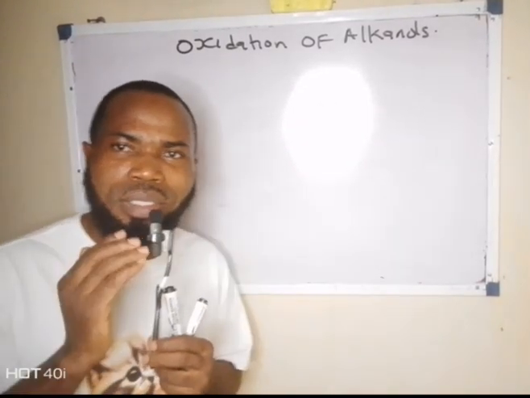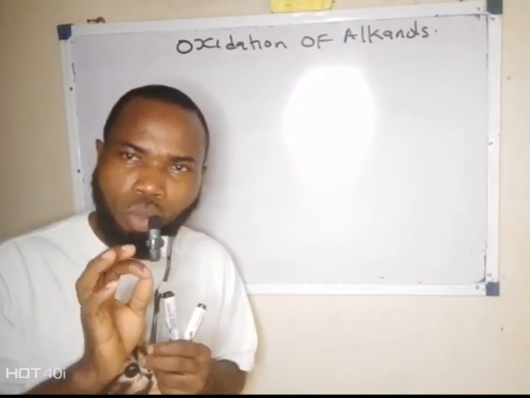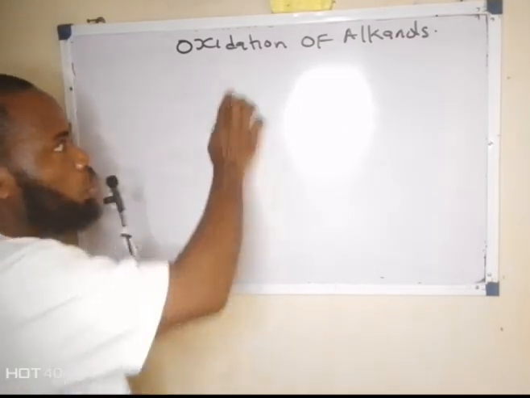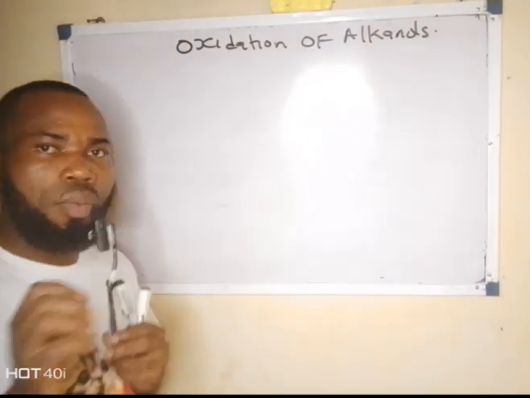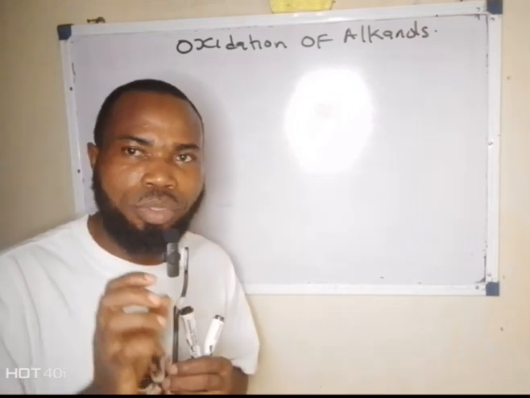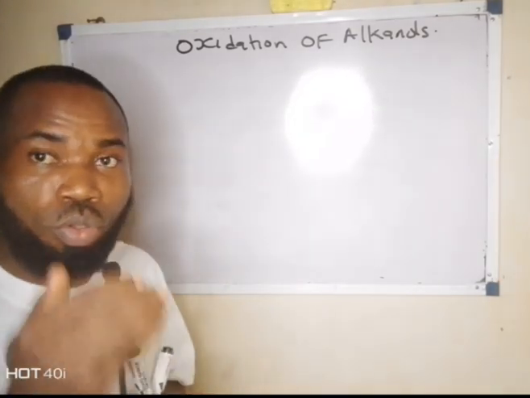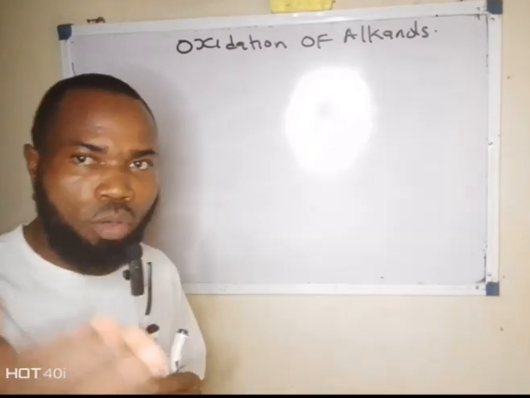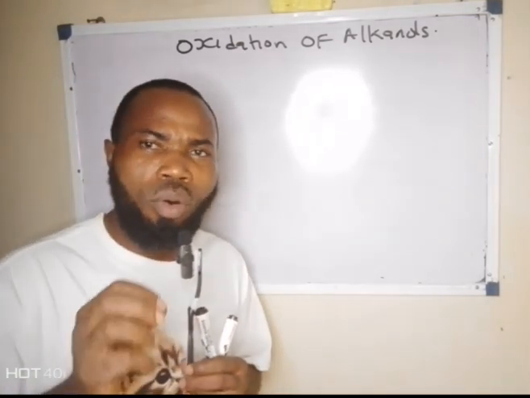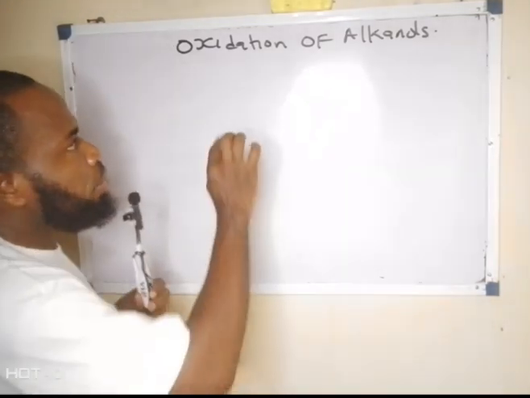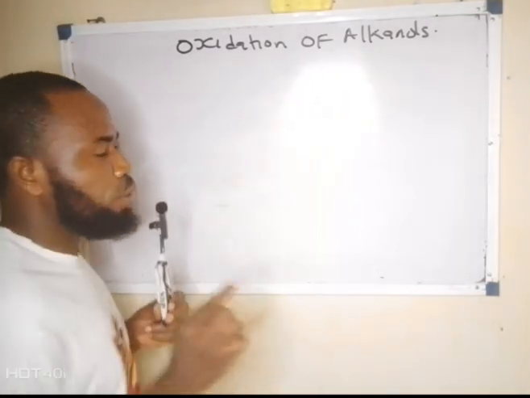All right. This is another short and precise video on alkanols, still dealing with alkanols. Now, in our previous video, we tried to bring out the types of alkanols which you should know, how to identify the primary, the secondary, and of course the tertiary alkanols. But in this particular short video, we want to quickly look at the oxidation of alkanols.